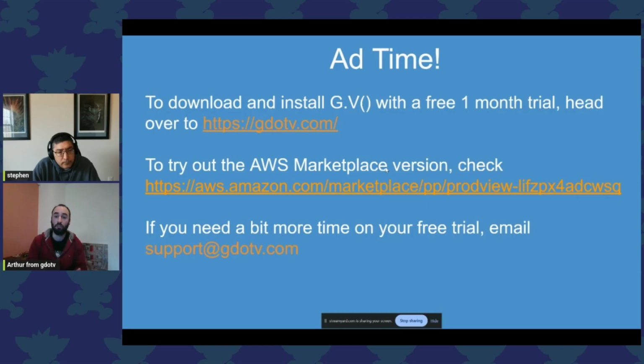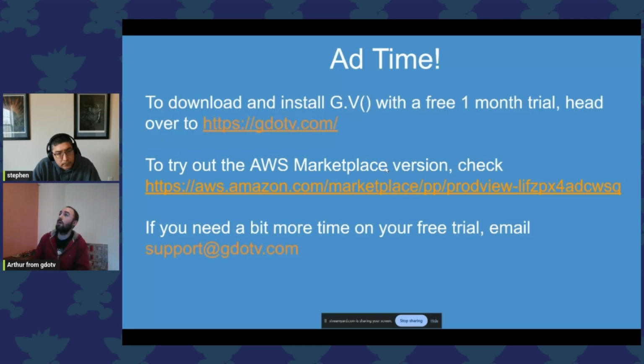G.V, of course, is something that you can try whenever you want. So there's a few things. First of all, there's always a 1-month free trial on the desktop version. So if you download G.V, install it, you'll be offered to sign up for a trial when you connect to your database. But there's actually also a completely free version that allows you to do a few things.